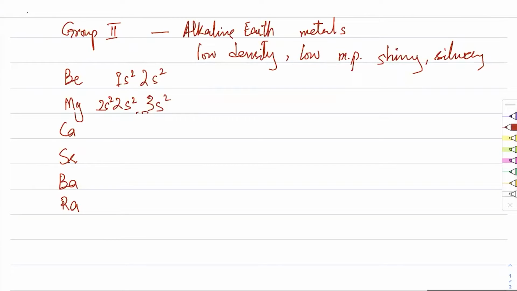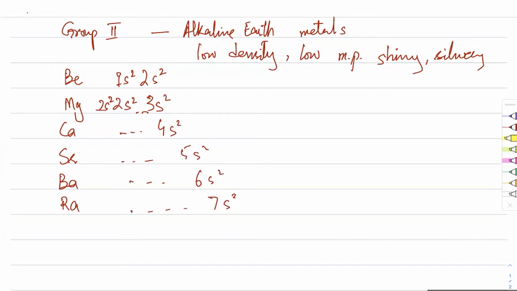Something I kind of struggled with when I was studying it: why don't we have helium in this group? It fits right in. Maybe someday I will make a periodic table in which it will. Then 4s2, then 5s2, then 6s2, and obviously 7s2. So it's pretty straightforward.